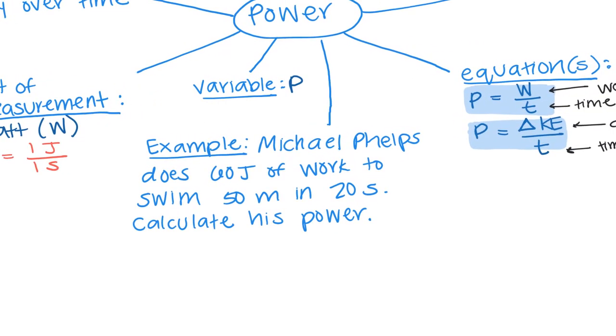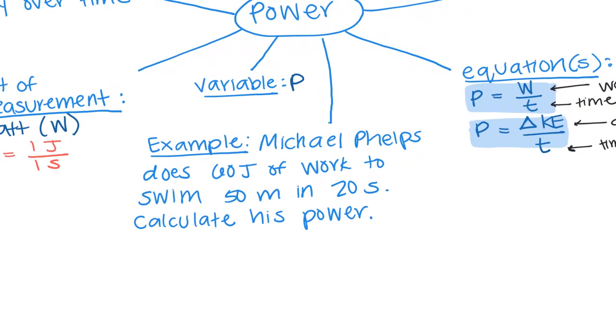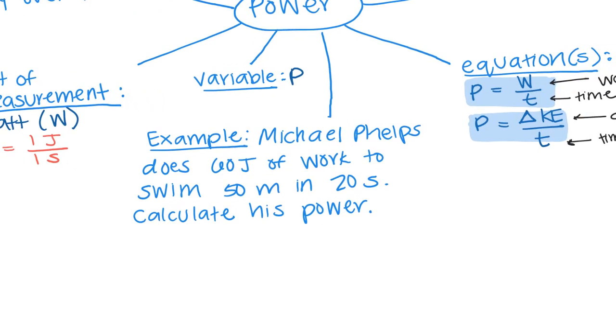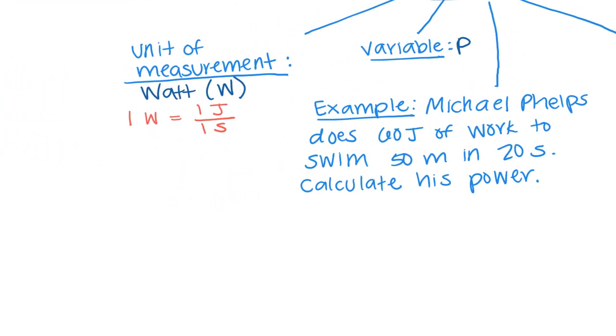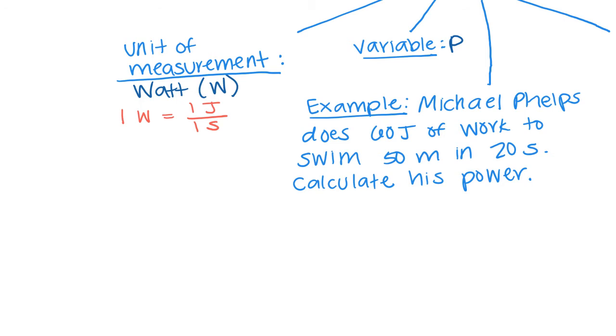Now, if you notice, the variable for power is a capital P. So nice and simple, power starts with a P. So we're going to use a capital P to represent power in all of our equations. Our unit of measurement for power is the watt, and you might be familiar with the watt. We've learned a lot of different units of measurement, but the watt is actually one that we use a lot in our everyday lives. So if you have an 8-watt light bulb, that is a way of describing the power of the light bulb.